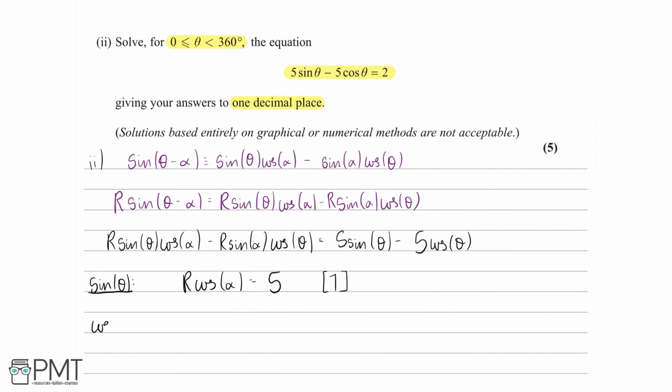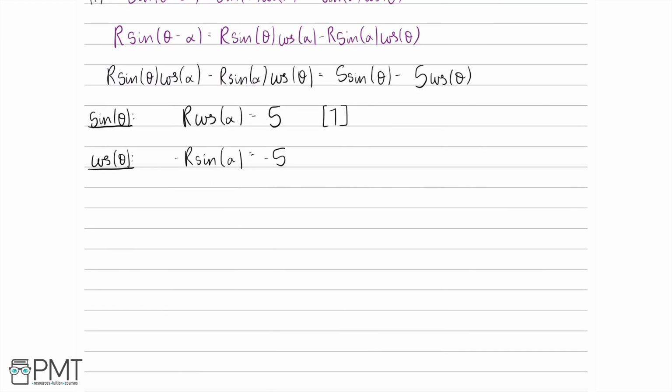Now let's compare coefficients of cos theta. The coefficient of cos theta on this side is going to be minus r sine alpha. And on the opposite side we have minus 5, the coefficient of cos theta. I'm going to simplify this by cancelling out the negatives on both sides. So we just have r sine alpha equals 5, and I'll call this equation 2.